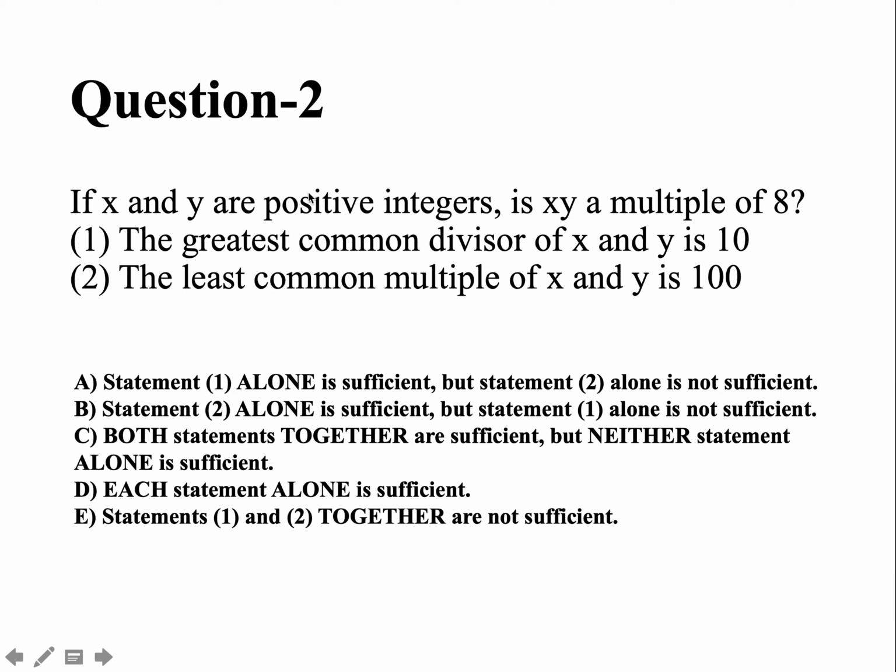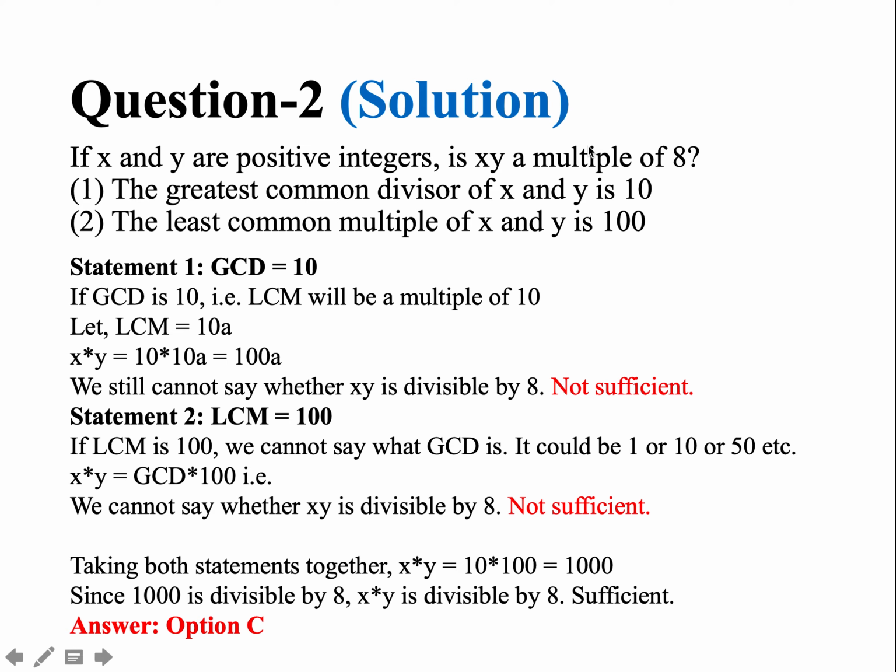That's question number 2. Here once again we have been given some information in terms of the greatest common factor and least common multiple, and we have been asked whether the multiplication of the two numbers is divisible by 8. So the process is going to remain the same, so I'll quickly explain this. The first statement is the greatest common factor of x and y is 10, so we can take multiple scenarios and then prove that the statement is not sufficient.